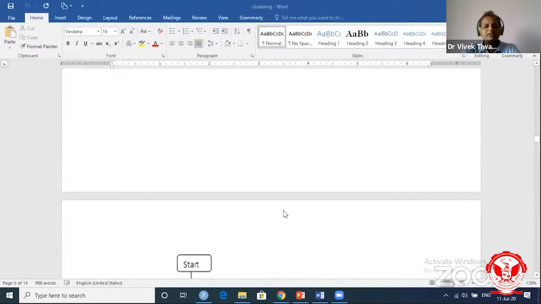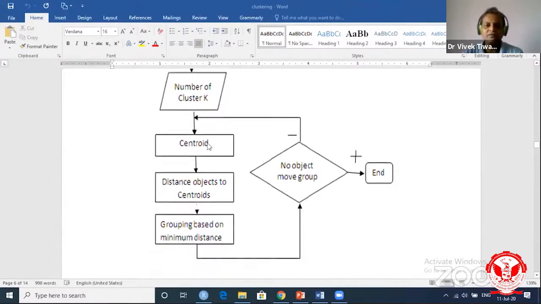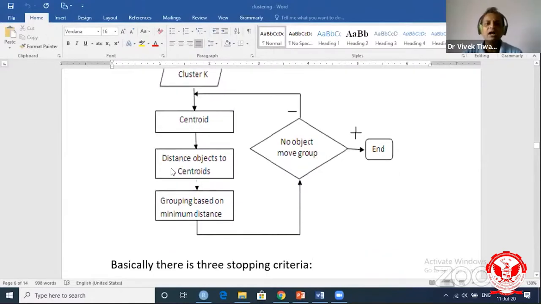For simplicity, I have also created a flow chart to make it very easy to understand. So again, I'm going to re-discuss the clustering process. At the start, we have to define the number K. K may be 2, maybe 5, maybe 6. Randomly, you have to create K number of clusters, and you also have to calculate the centroid of each and every cluster. Now I have to calculate the distance of every data point to every centroid. Based on that distance, I get to know that some of the data points are wrongly placed.